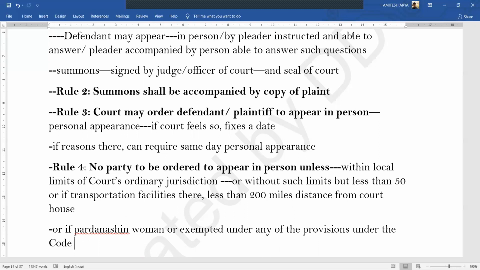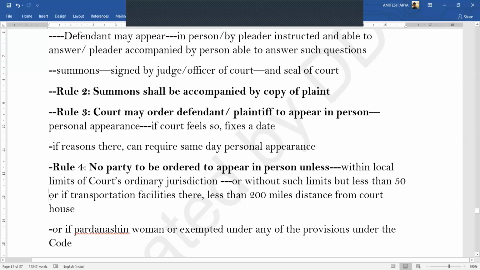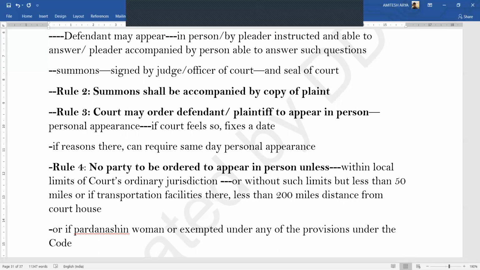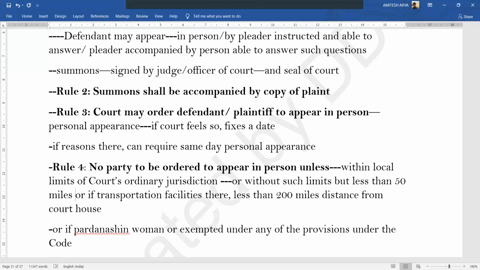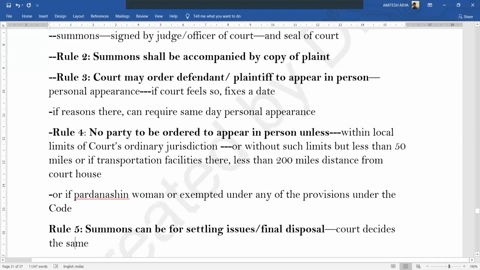Or he should not be less than 50 miles, or if transportation is available, less than 200 miles distance from the courthouse. Then if it is a Pardanasheen woman, or you are exempted under any of the provisions of the code, Section 133, then the court cannot call you for personal appearance. So first, you should either be within the local jurisdiction of that court, or secondly, you should be less than 50 miles away from the courthouse, or if transportation facilities are there, a maximum of 200 miles distance.